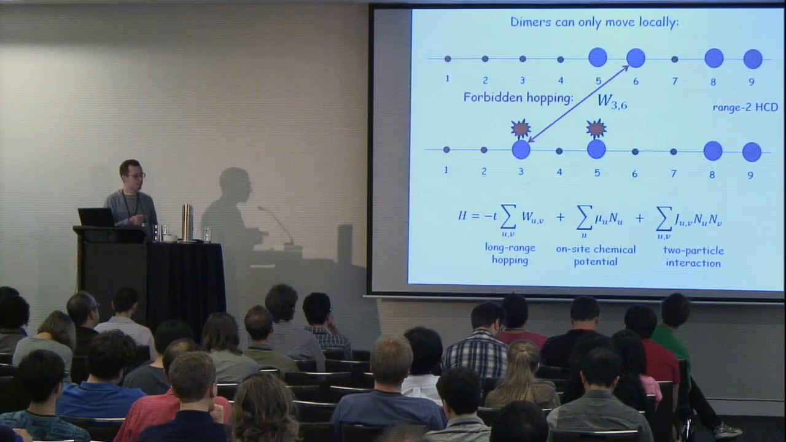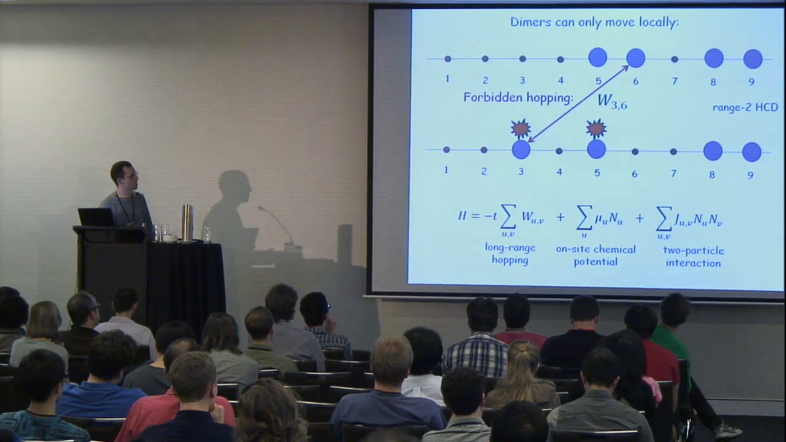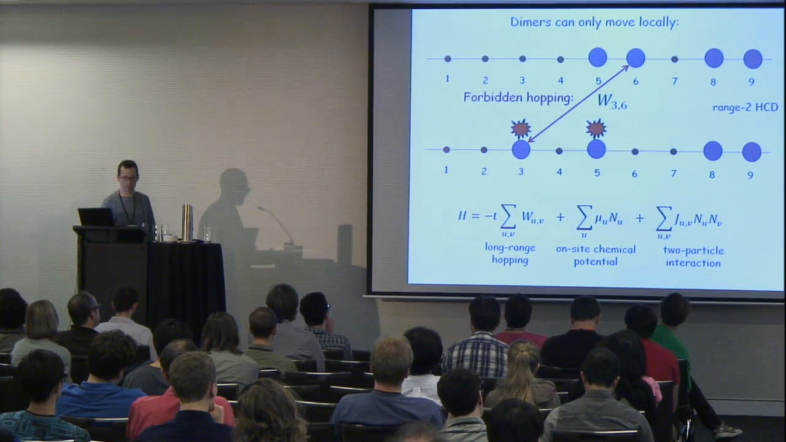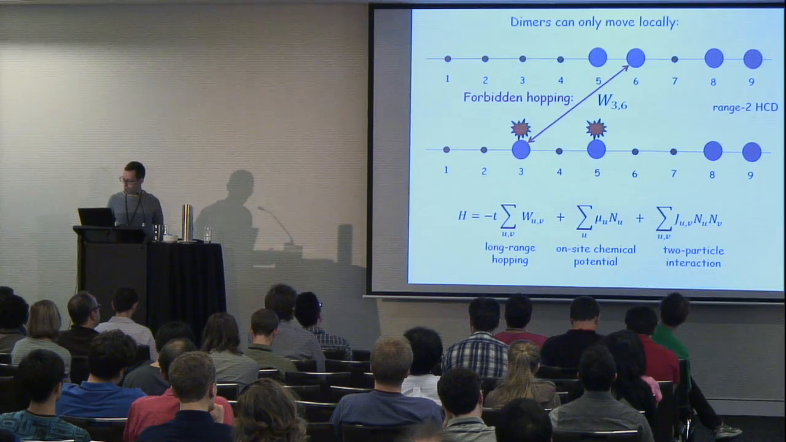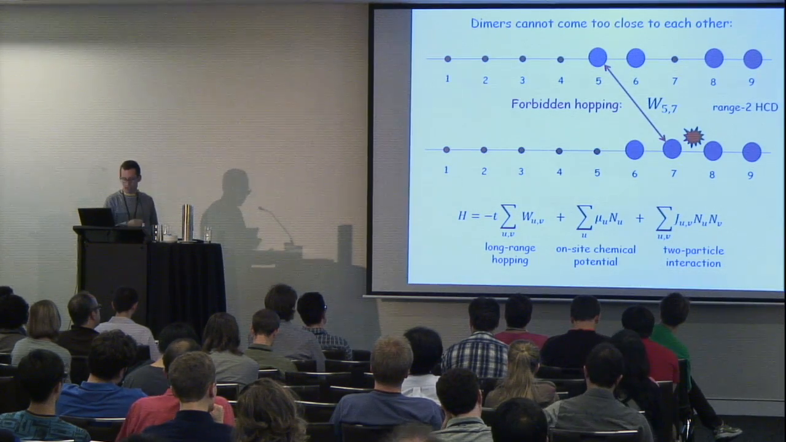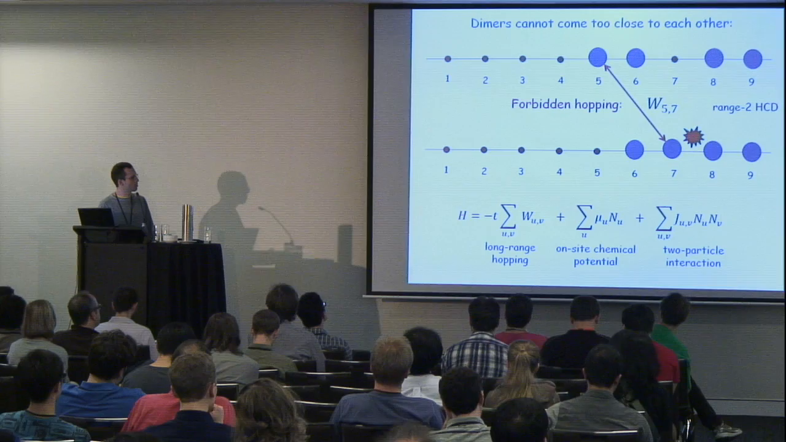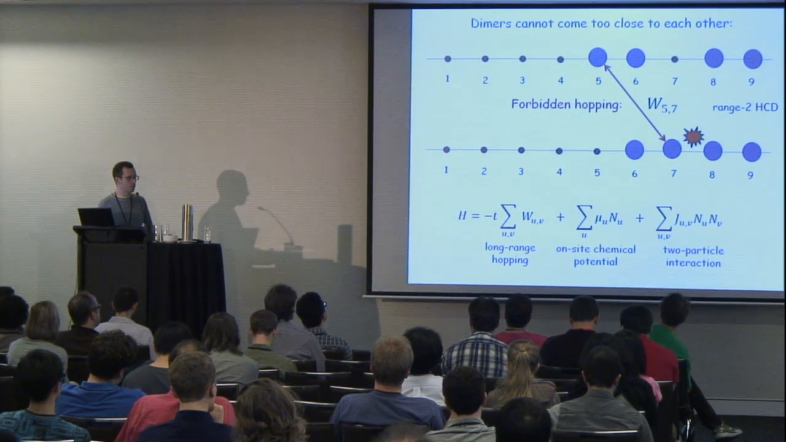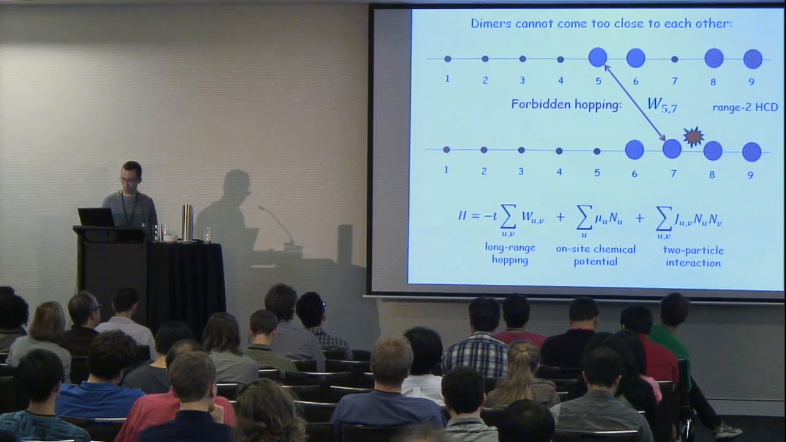But you couldn't have this transition because it breaks the dimer, so you move out of the dimer subspace. That's not allowed. And you also couldn't have this transition because then the dimers get too close together, and that's also not allowed because it's range 2 in this example.